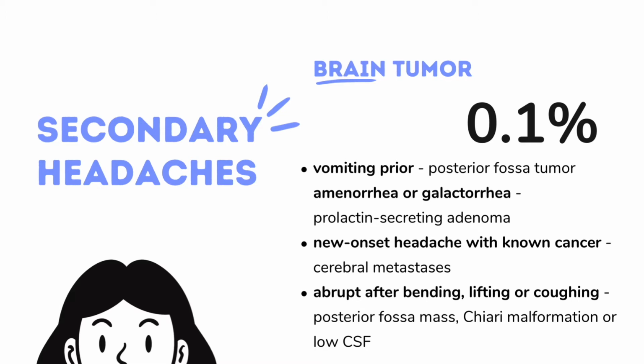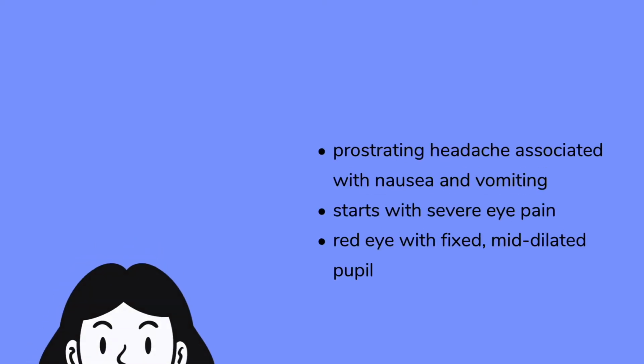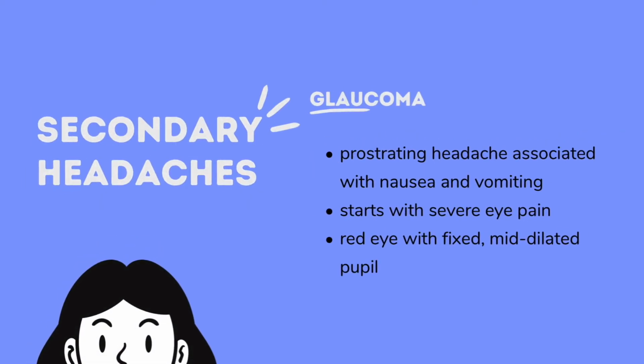If headache occurs abruptly after bending, lifting, or coughing, it could be from posterior fossa mass, Chiari malformation, or low CSF. Glaucoma is another possible source of headache, which is characterized by prostrating headache with nausea and vomiting. A prominent feature is a red eye, sometimes painful, with fixed mid-dilated pupils.